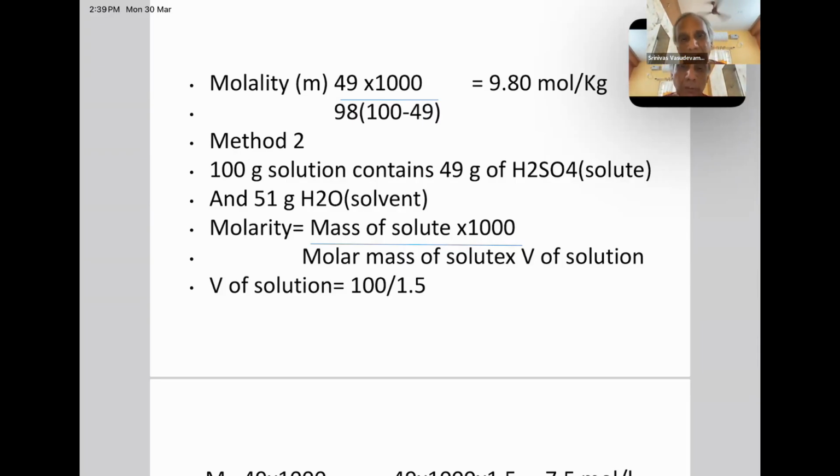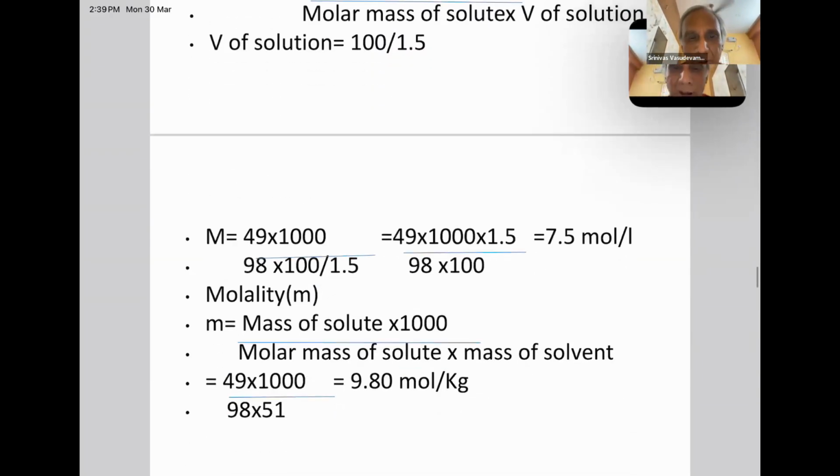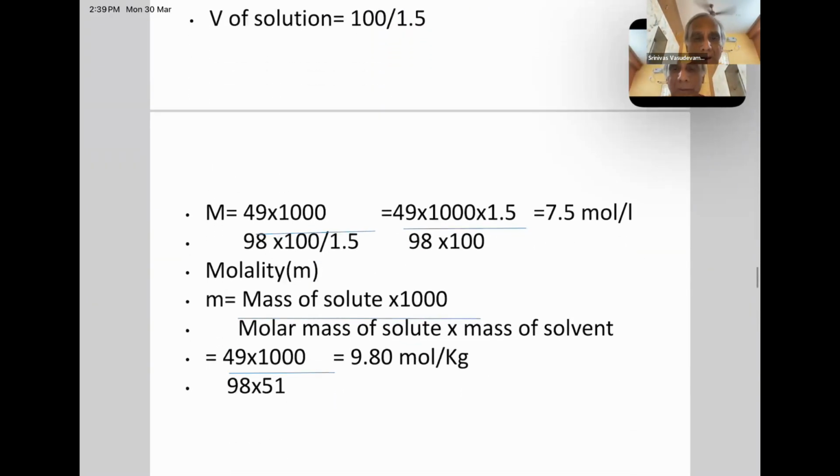So 100 by 1.5, density is 1.5. That gives the volume of solution. Now substitute here. So 49 by 98 into 1000 by 100 by 1.5. That is equal to 49 by 98 into 1000 into 1.5 by 100, which is equal to 7.5 mole per liter.